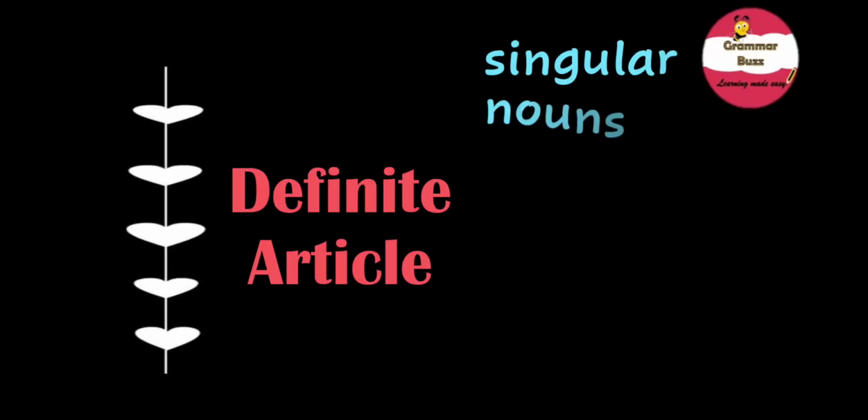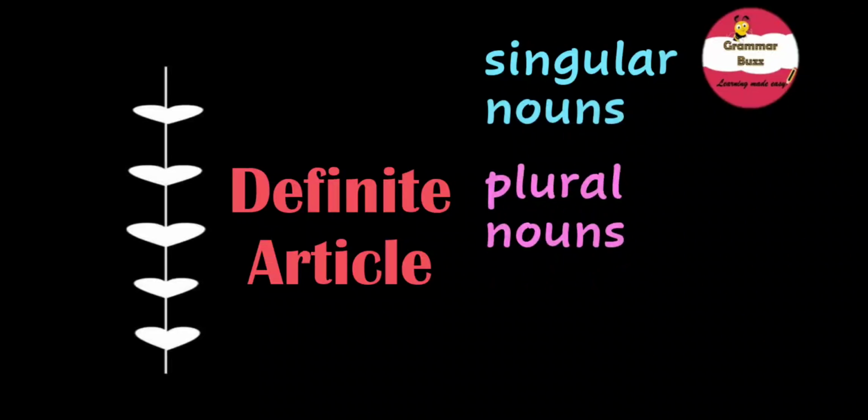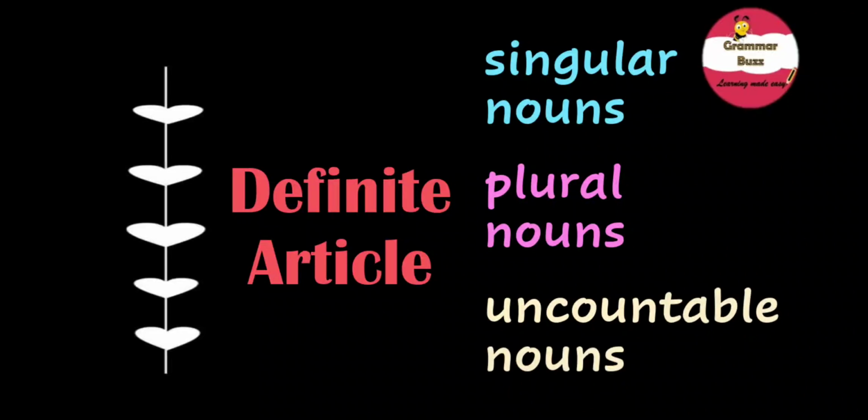Hey, were you aware that definite articles could be used with singular nouns, plural nouns, and uncountable nouns? But remember, here we have a remember. Yes, you have to remember that the definite article the is used with uncountable nouns only when the uncountable noun is made specific. Hey, if you are confused as to what are uncountable nouns, you can check out my video on countable and uncountable noun in the playlist.